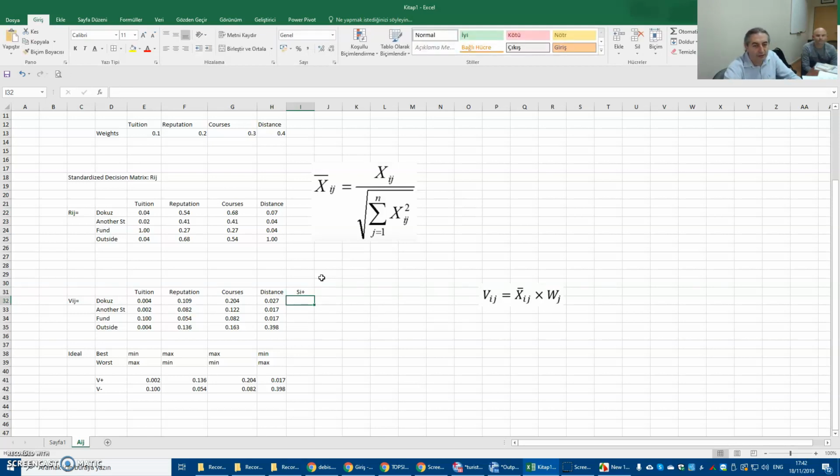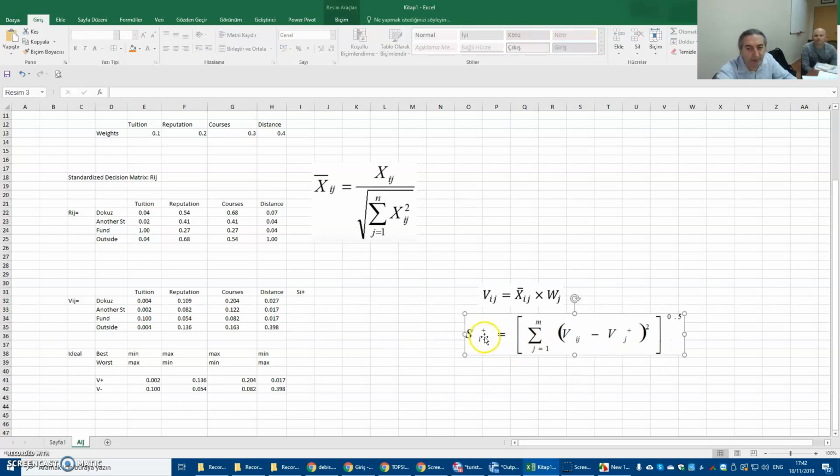Okay. So to do that, we need to calculate. Firstly, let's put the formula we need for the SI plus. Okay. So based on the formula, each Vij value is here minus the positive ones. Best ideal solution values are here, okay, ideal best ones. For each row element, we'll need to do this difference calculation and take the square then. And finally, sum all these squares and finally take the square root, okay?